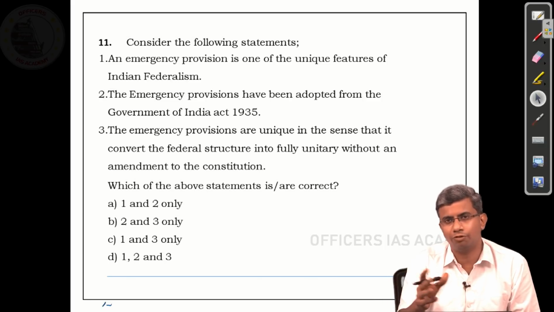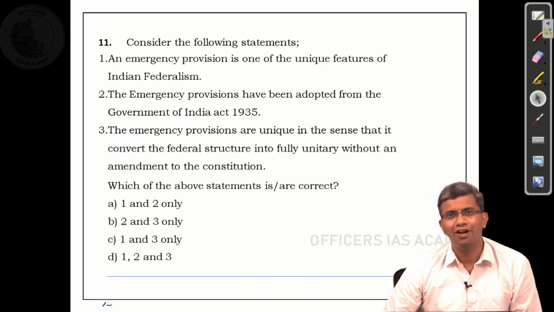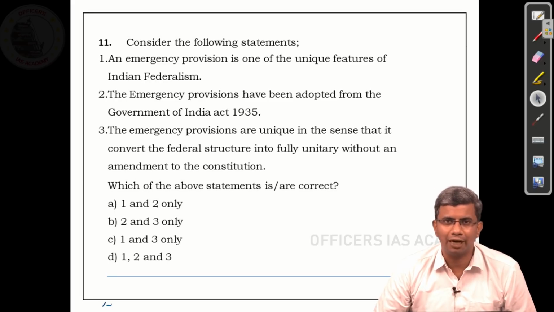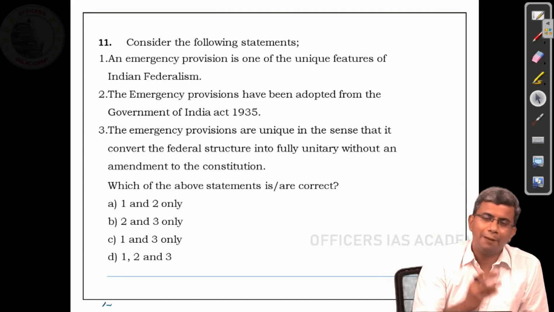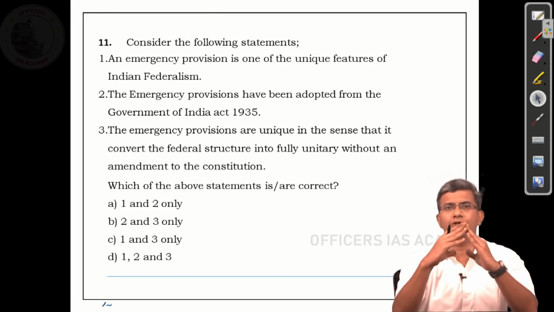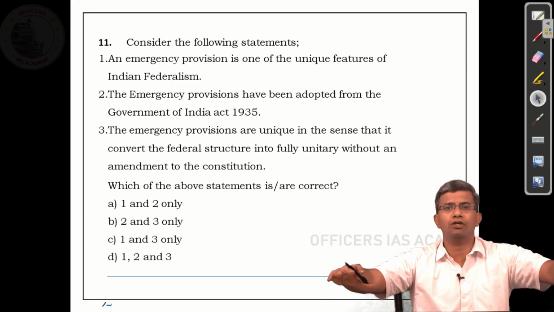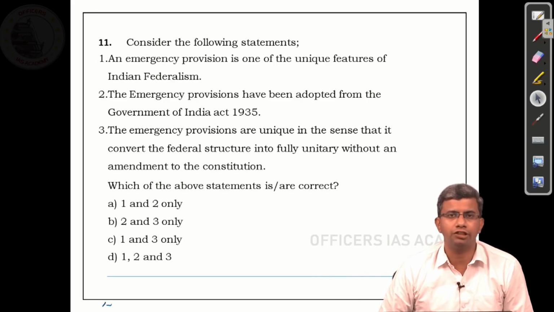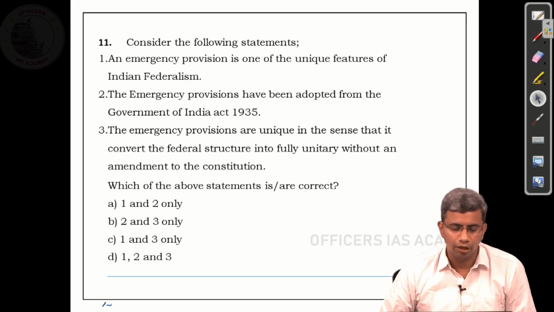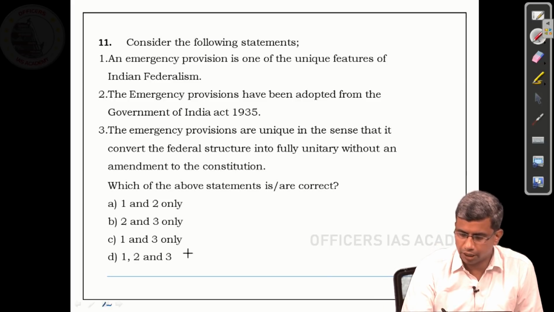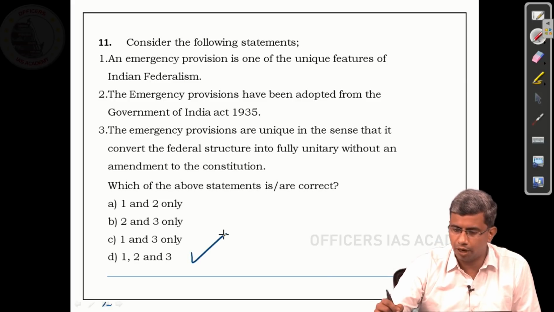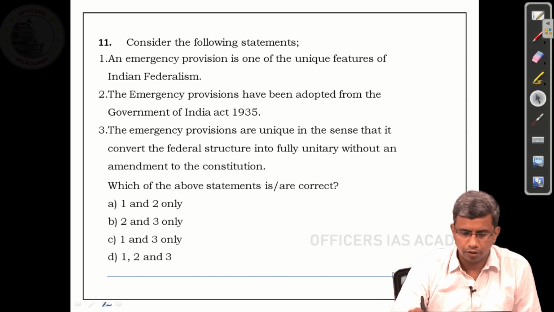When I say beauty of the emergency provisions, I am not supporting the emergency provisions or imposition of any emergency in the past or in the future. I am only saying that the emergency provisions give the center the power to make the entire structure unitary without amending the constitution or without disturbing any of the existing setups or any laws for that matter, right? So all the three statements are correct. The correct answer is D, 1, 2 and 3.